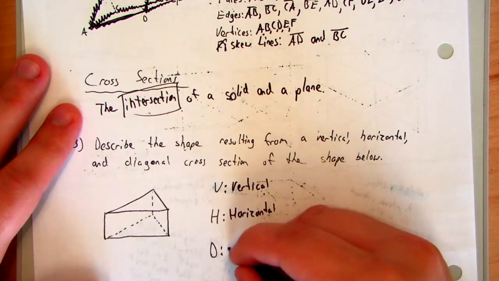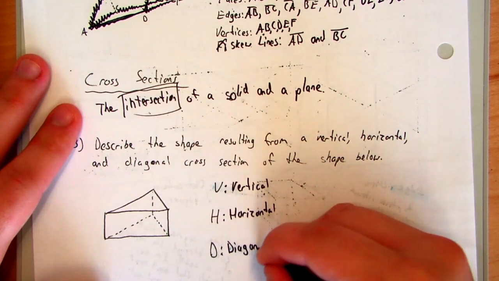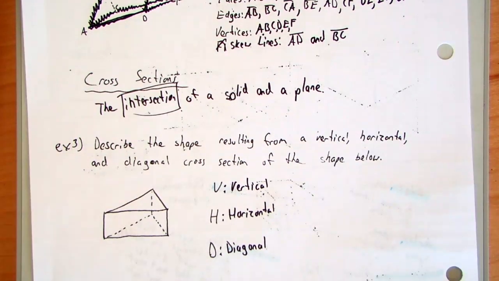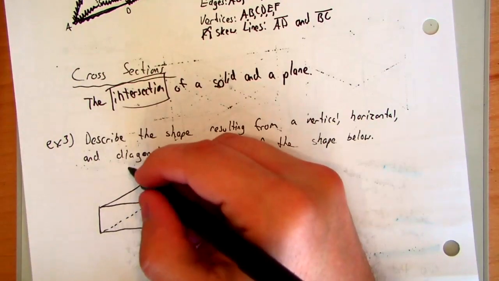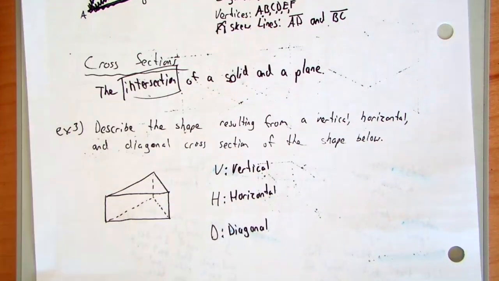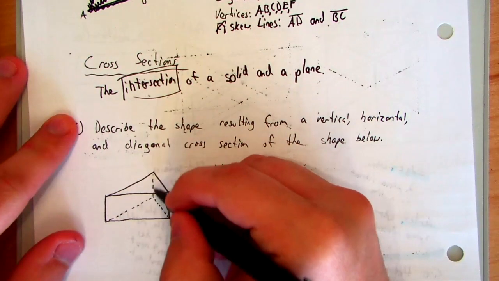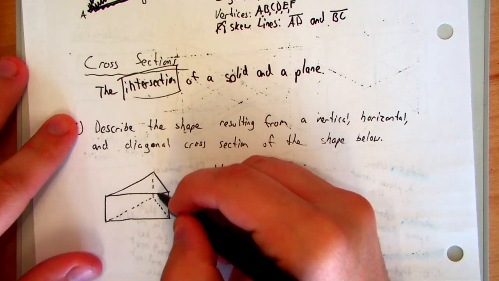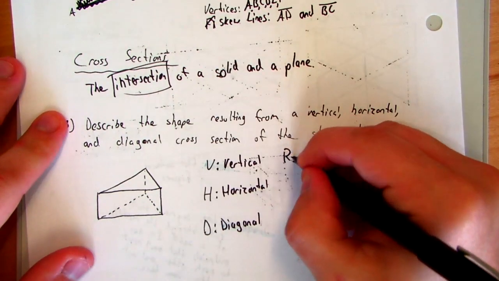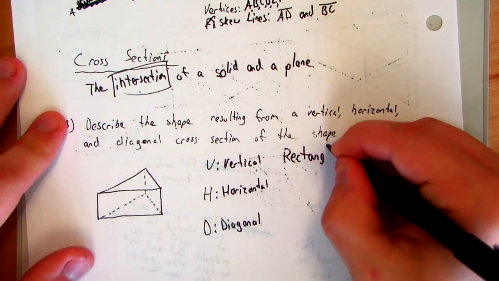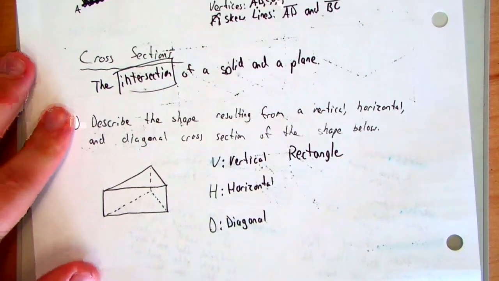So it says describe the shape resulting from a vertical, horizontal, and diagonal cross-section of the shape below. So if we go ahead and do it vertically, we're going to have something that looks like this. So this is going to be some kind of rectangle. If we do it horizontally, that means we're going to be cutting it in half. So we're going to have something that looks like a triangle.